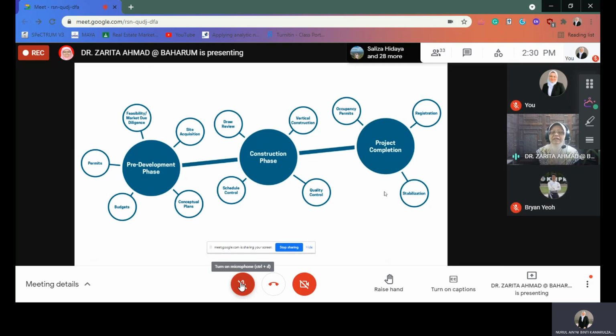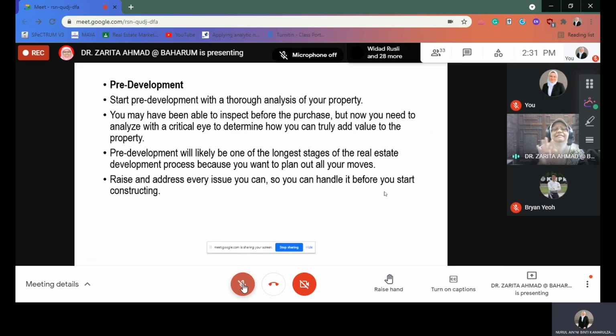And you have three different phases. Each of these phases will have its own activities, as you see from the diagram. This one you have learned in maybe your subject on property development, or even in development appraisal, you have learned this, right? No? Kan, dah belajar. Okay, lagi senang.